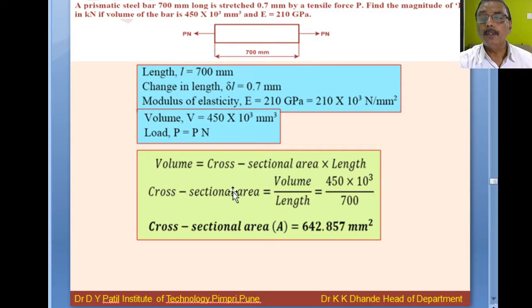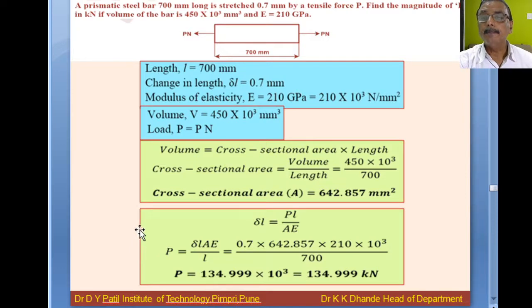If we rearrange this equation, cross sectional area is equal to volume upon length. Volume is 450 into 10 raised to 3, which is given. Length is 700, also given. So cross sectional area capital A is equal to 642.857 mm square.